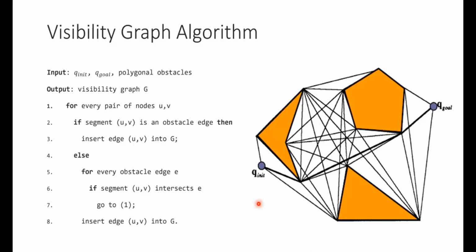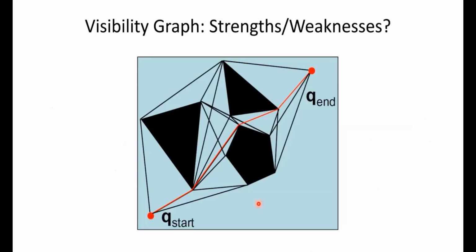Okay, so this seems like a pretty good idea, right? This is going to get me an optimal path for these kinds of scenes, assuming that I actually know what my obstacles look like. So what are some of the weaknesses maybe of something like this?